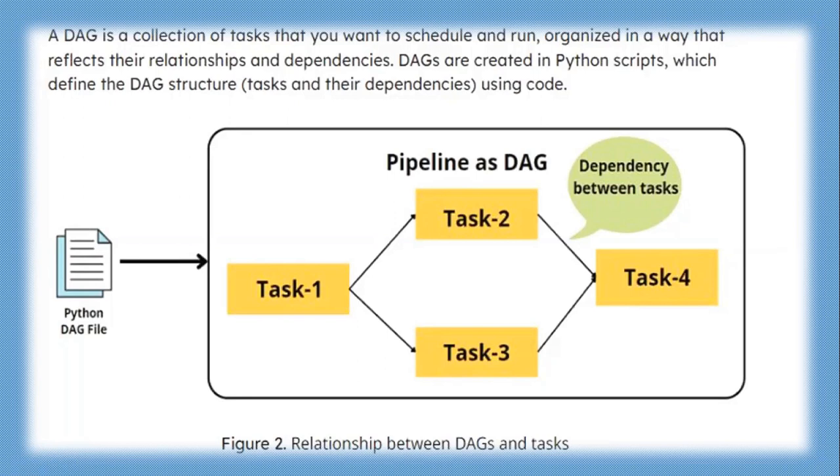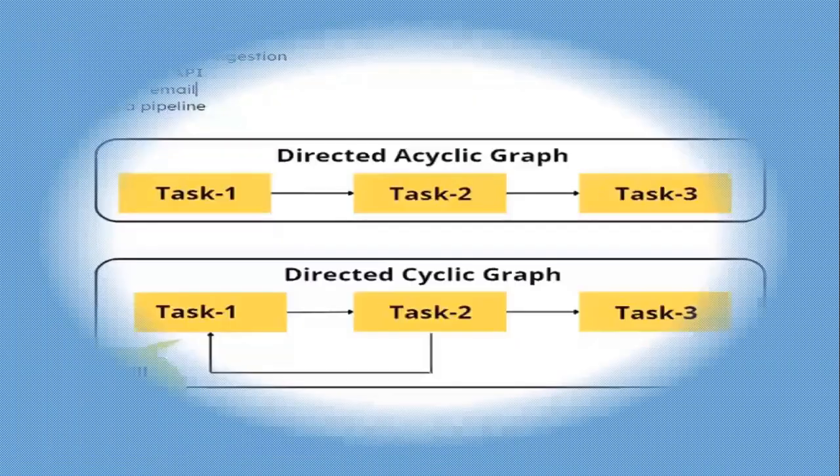Here you need to know that a DAG is a collection of tasks. Like I said earlier, a DAG is a collection of tasks that you want to schedule and run, organized in a way that reflects the relationships in the form of dependencies only. DAGs are created in Python scripts. Yeah, so it is given one more time. DAGs are created in Python scripts, which define the DAG structure, tasks, and their dependencies using Python code itself. So this is also a cyclic graph. You can understand that one.